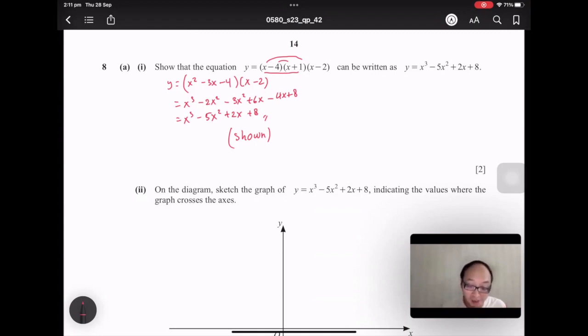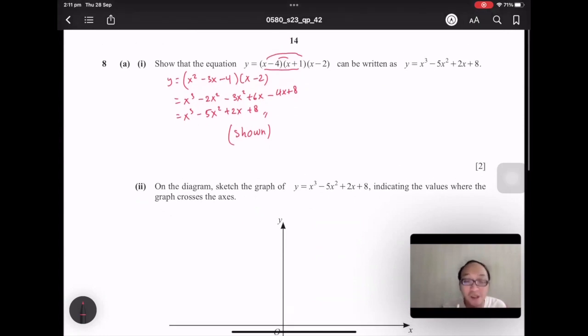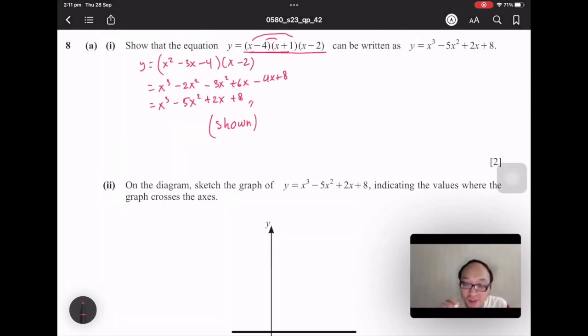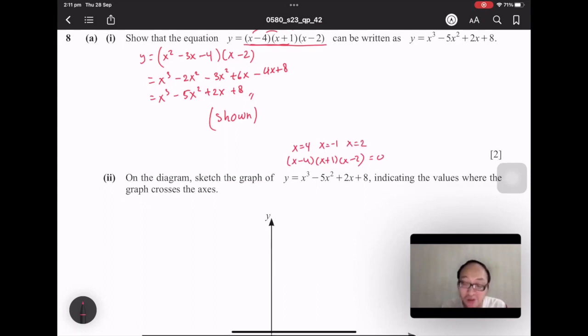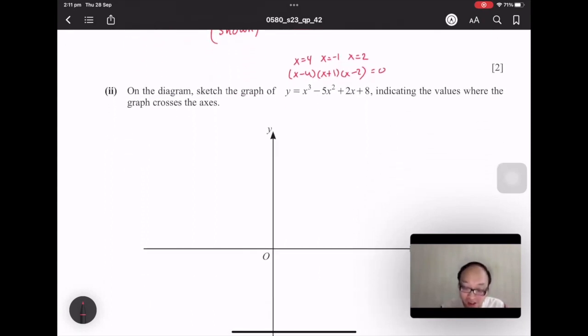On the diagram, sketch the graph indicating the values where the graph crosses the axis. From the factorization, we can see that there are 3 x-intercepts: x minus 4, x plus 1, and x minus 2. That means it intersects at x equals 4. Yeah, we make it equal to 0. x is -1, and x equals 2. So there are 3 x-intercepts. So -1, 2, and 4.